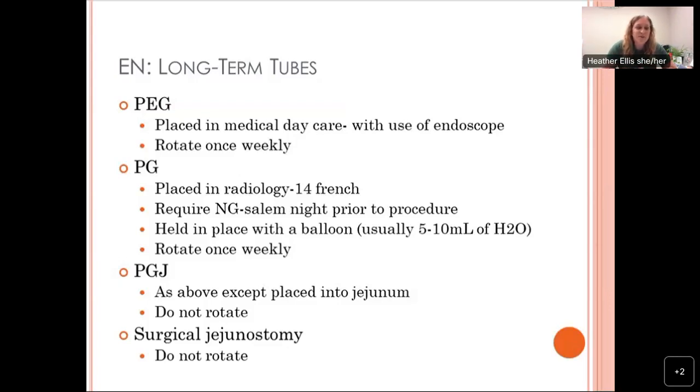These types of tubes are not placed with the mushroom on the inside. They're actually placed with a balloon full of generally normal saline that holds the stomach to the abdominal wall, very similar to the PEG, but just with a balloon. Generally there's anywhere between 5 to 10 milliliters of water or normal saline in that balloon. And those you do have to rotate weekly.